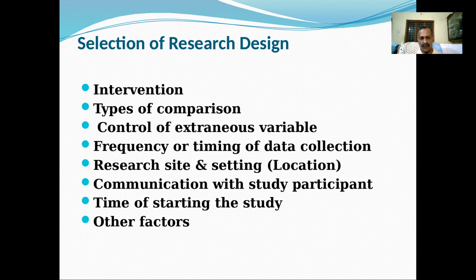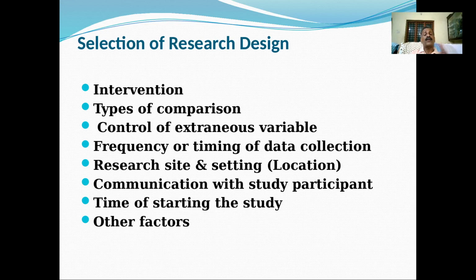Then the fourth criterion for selecting a research design is the frequency or timing of data collection. For example, at what time are we going to collect data? For example, one day after the operation.